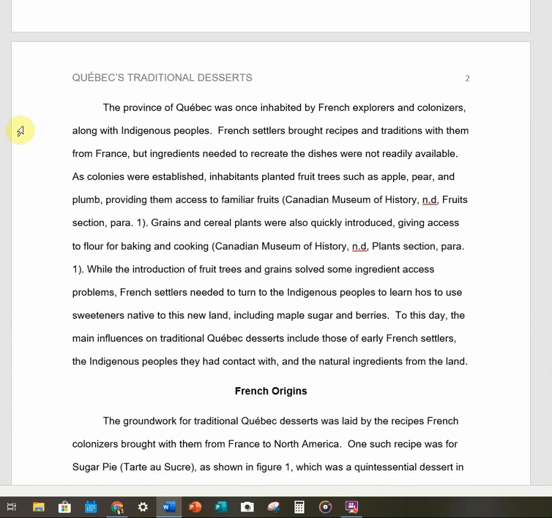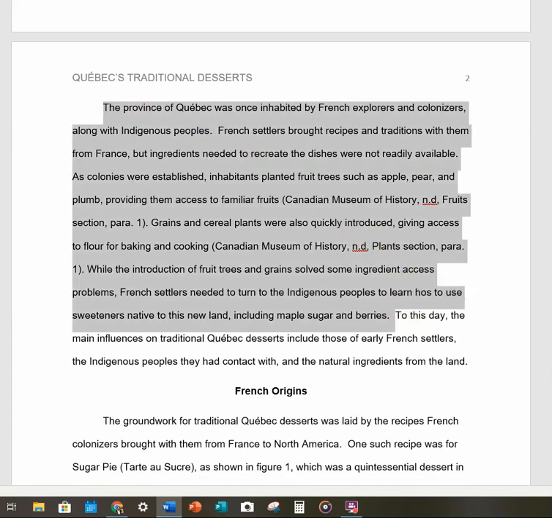So here we have the establishing information, and this is basically simply introductory information. This helps the reader to get oriented, to get warmed up. It helps you to introduce the topic and bring them to what you want to say about that topic. So here we're talking about Quebec, early Quebec, how it was inhabited by French explorers and by Indigenous people.